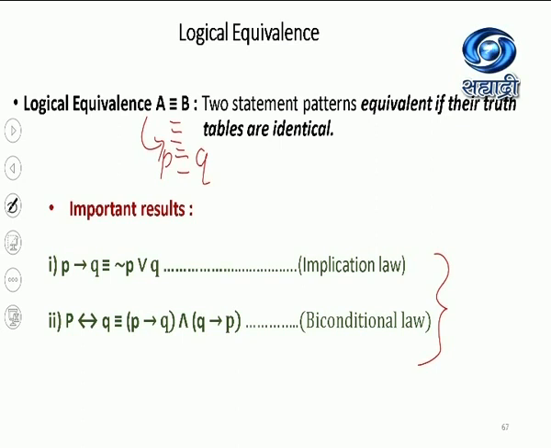So the first equivalence is known as implication law, which is P implies Q equivalent to negation P or Q. Second is biconditional law, that is P if and only if Q is equivalent to P implies Q and Q implies P. You have to remember these 2 equivalences, learn them by heart, write them 10 times, but remember these equivalences.